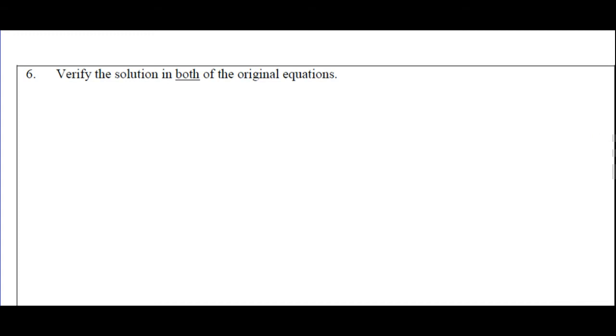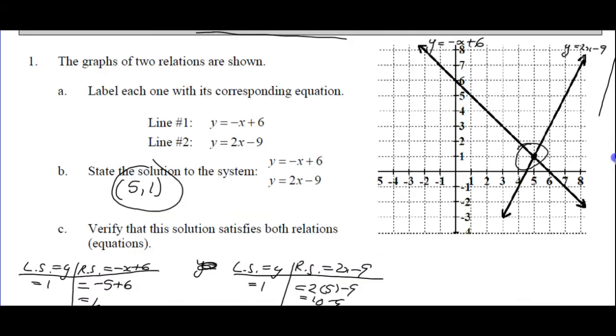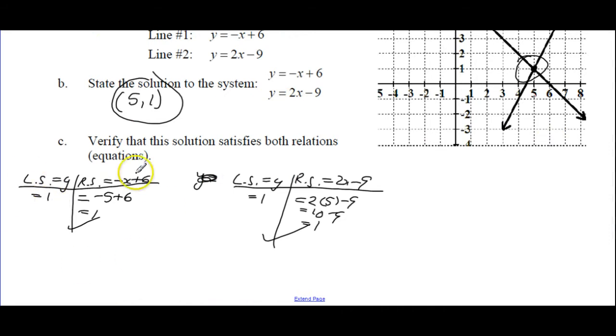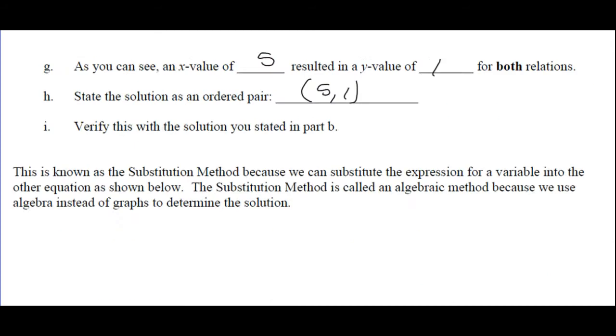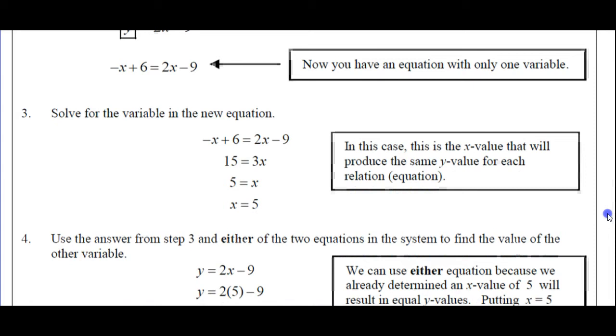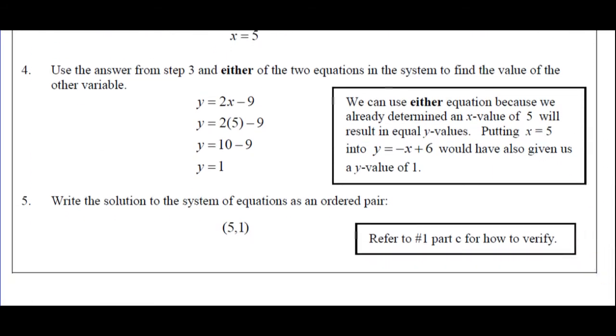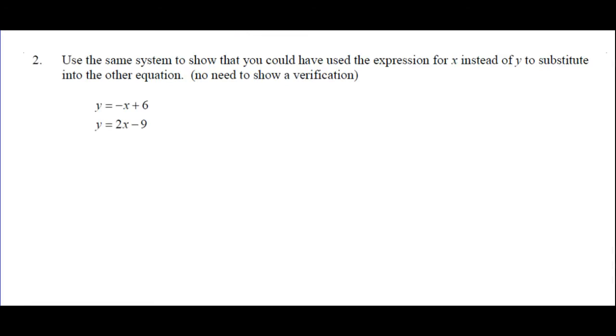And the reason you do that is if you made a mistake, then you'll have a different system and you'll have a solution to the wrong system. Okay, so we verify in both of the original equations, and you can see we did that back here, substituting in using a left side, right side check. Right, so those are the steps. So you solve for one of the variables, substitute into the other equation, solve for that, solve for the remaining variable, substitute that into one of the equations, get the ordered pair, and then verify the solution.